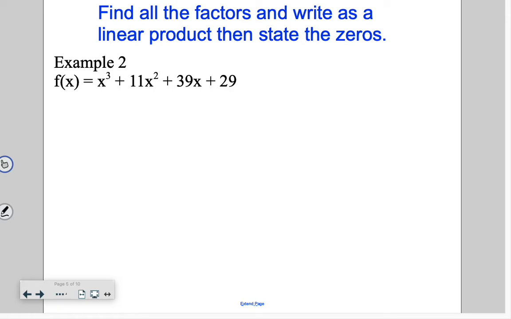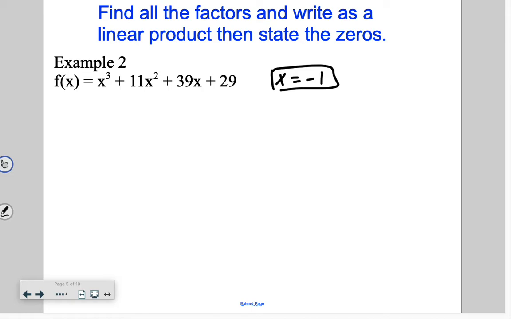So step number 1, now I know x equals -1 is a 0, which means now I can do synthetic division or long division, whichever one you prefer. By the way, if you're going to do synthetic division, what would I use? -1, the 0. If I'm going to do long division, what would I use? X plus 1. You use the factor. I don't care which way you do it.